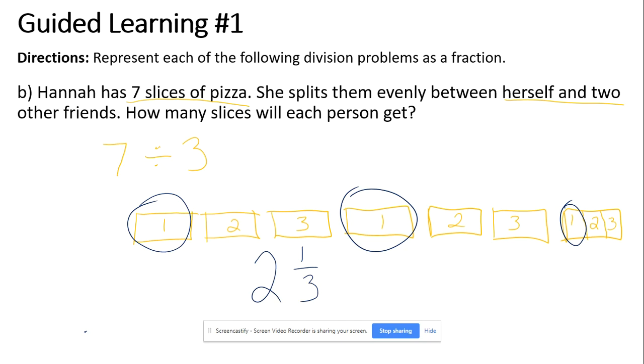2 and 1/3. Well, yesterday we learned that we can rewrite 2 as 3 over 3 plus 3 over 3, plus now this 1/3 left over, which equals our 7/3. And this does in fact match what we had said earlier, that the dividend will match the numerator and the divisor will match the denominator. So 7/3 makes sense in this problem.